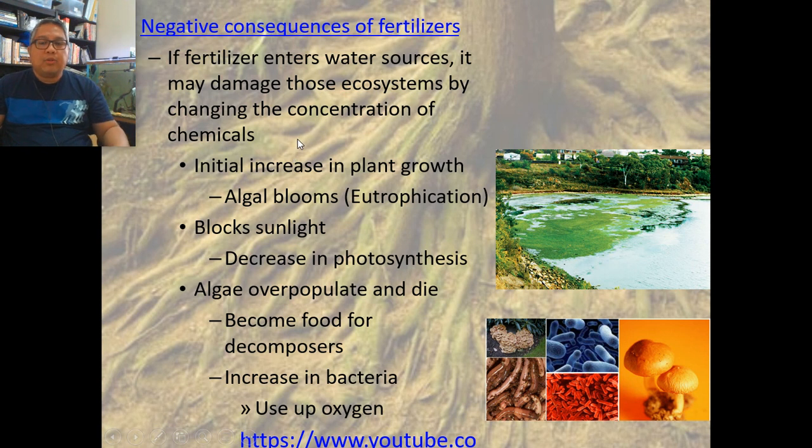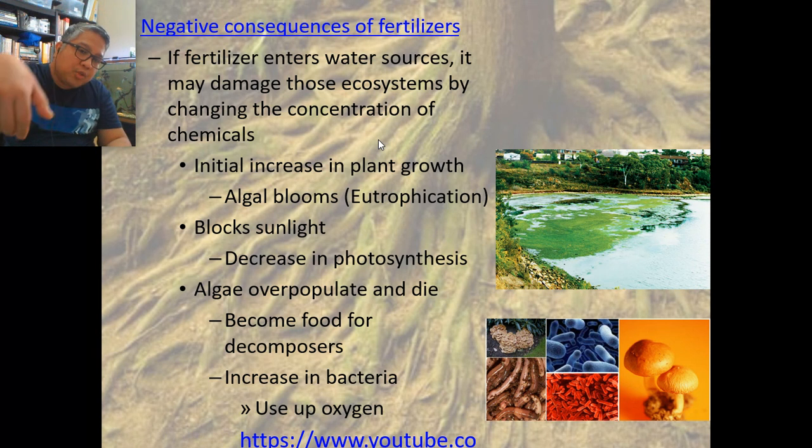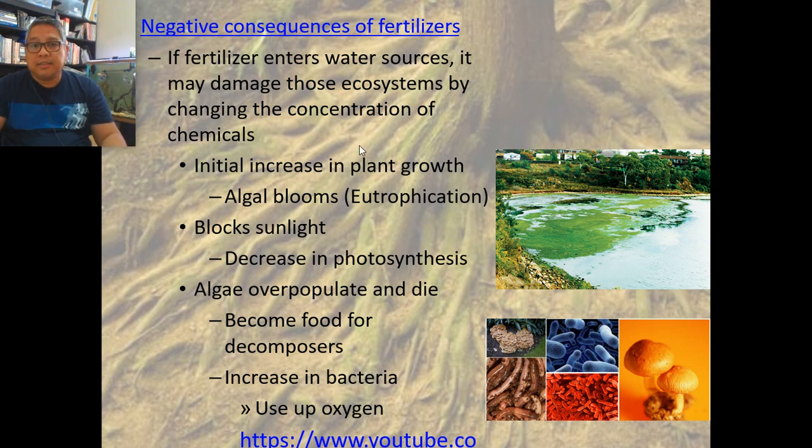Well, how do they get into our waters? When we apply fertilizers on our, let's say, lawn, and then all of a sudden there's heavy rain, the rain will go through the sewer going straight to the rivers and lakes. Now we have excessive amounts of fertilizer present there. So initial increase in plant growth, algal bloom, what we call eutrophication.